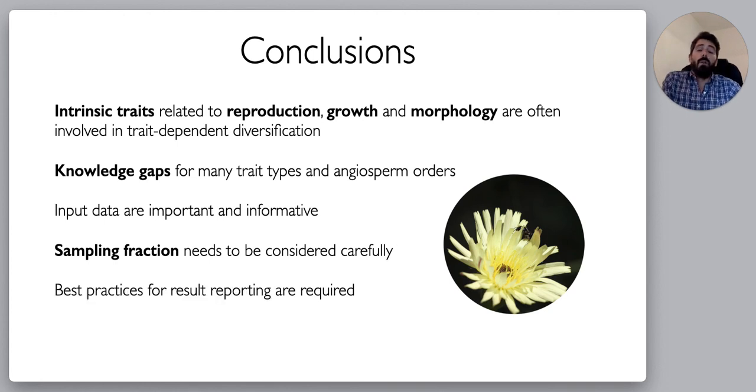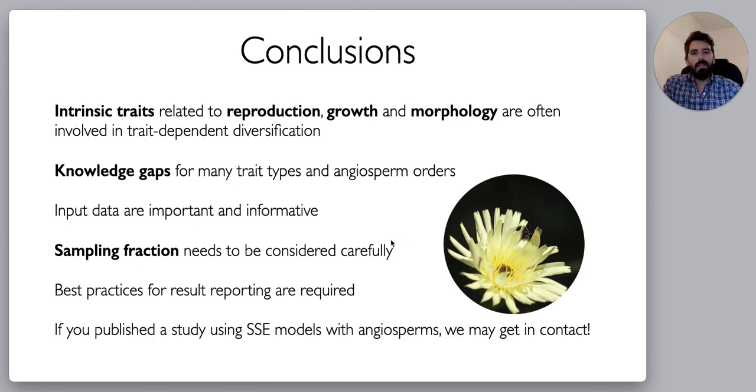I was tasked with going through and extracting the results from all of these papers, and I can tell you of the 135 or so studies in the dataset, there were about 135 different ways of reporting SSE results. So we plan on detailing a set of best practices to do so. Linked to this, to help verify the data we've collected, if you've used SSE models in angiosperms, we might contact you to ask you to check what we've taken from your study, so please keep an eye out.